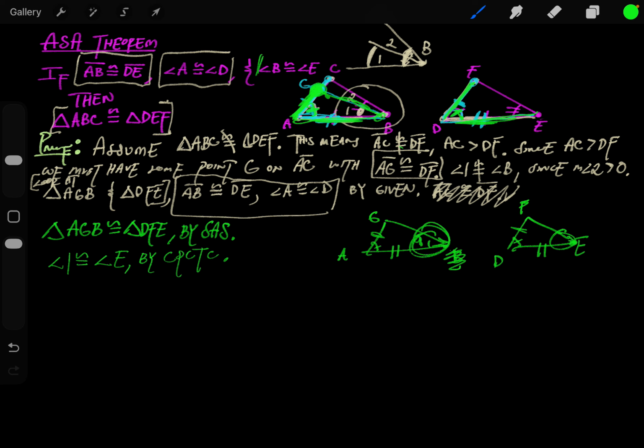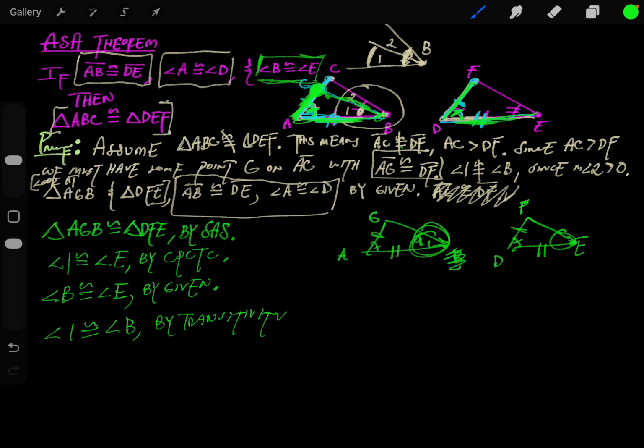And then if 1 is the same as E, what else do I have? I also have, by the given, that B is the same as E. Now what's the game? 1 is the same as E, and E is the same as B. Therefore, 1 is the same as B by transitivity. But why is this a problem? Clearly, we said that 1 is not the same as B. This is a contradiction.